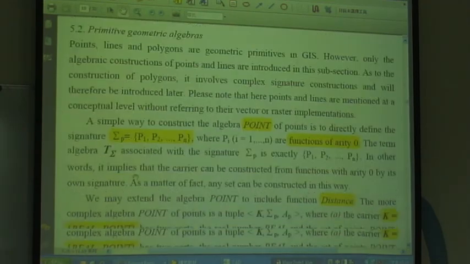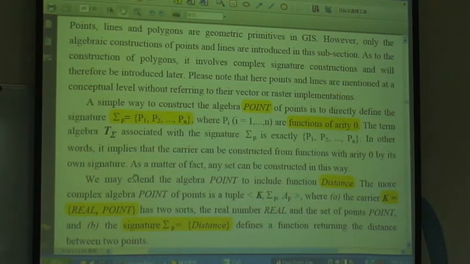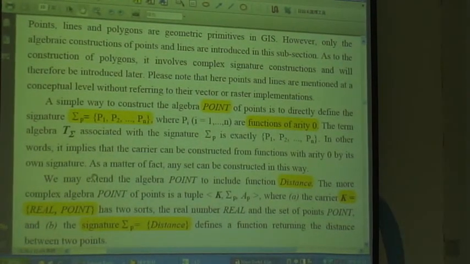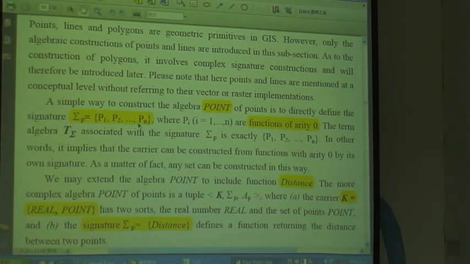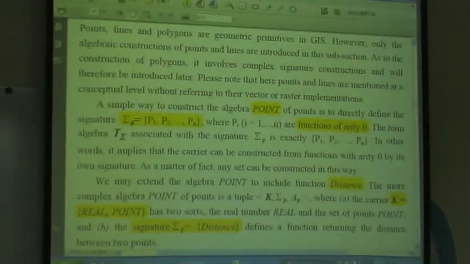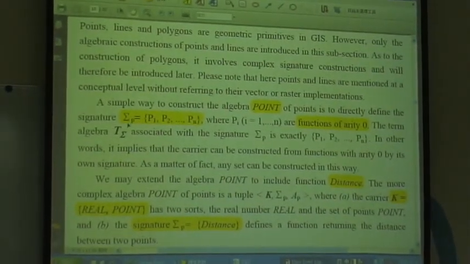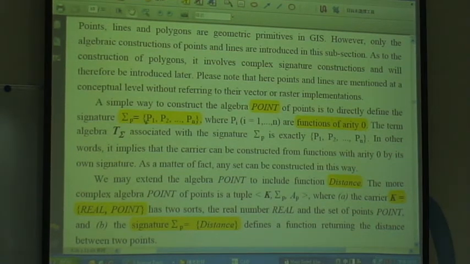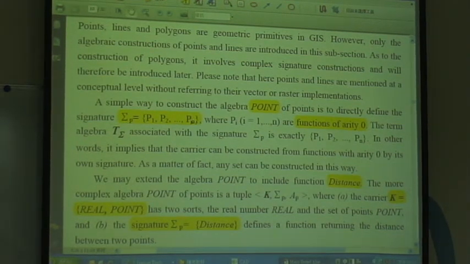这些都跳过去啊。So okay, we use this idea to construct GIS object. The simplest thing is point, right? We construct point. So we may have a function. The function is very simple. We call it P1, P2, P3 to the Pn. And this function is very particular. It's of arity 0. That means there is no domain.